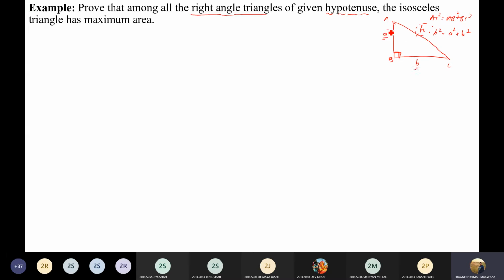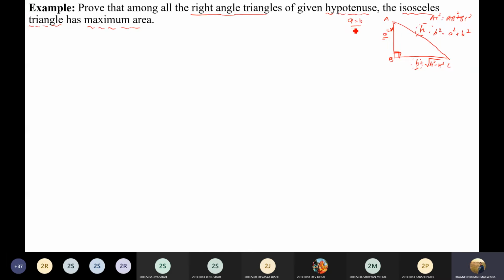Suppose the side A is equal to x. We can take in the form of the variable. So side A is equal to x. So what about the side B? By using Pythagoras theorem, the side B is under root h square minus x square. Now we have to prove that if the area is the maximum, then that is an isosceles triangle. What is the meaning of isosceles triangle? Anyone can say that? Sir, any two sides are equal. So here we have to prove that A is equal to B.